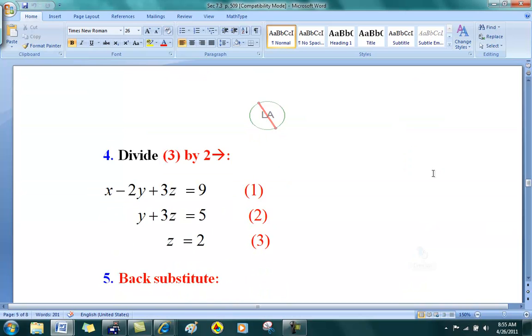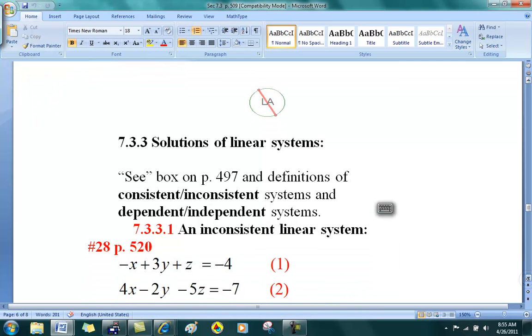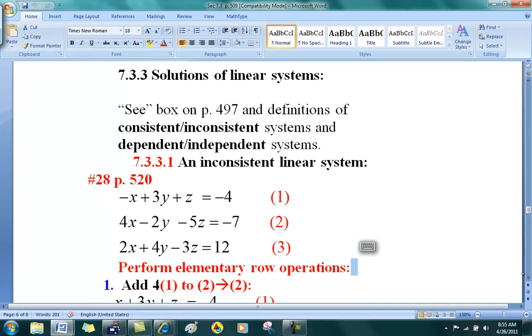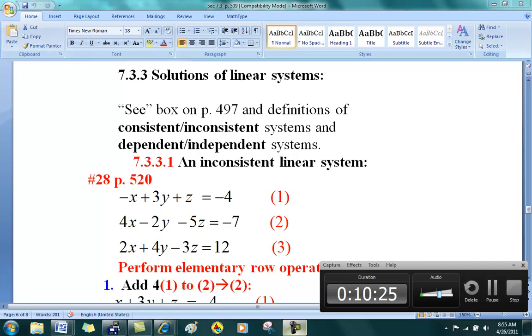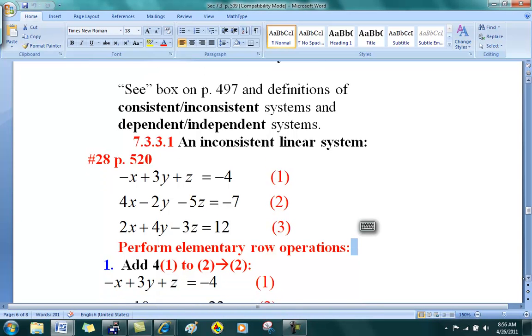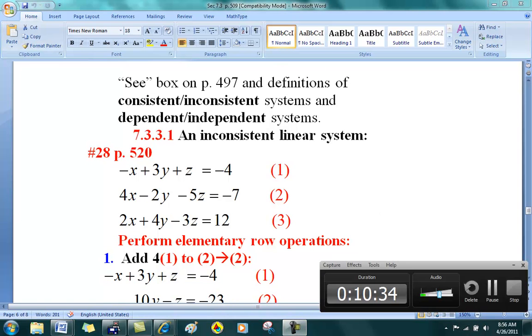Okay, the next concept is about consistent and inconsistent. I kind of mentioned this term to you in 7.2. In 7.3, we need it formally. Again, go back to page 497. View the definition of consistent and inconsistent, and let's work on this example. So I'm going to pause here for a minute, let you get this done.